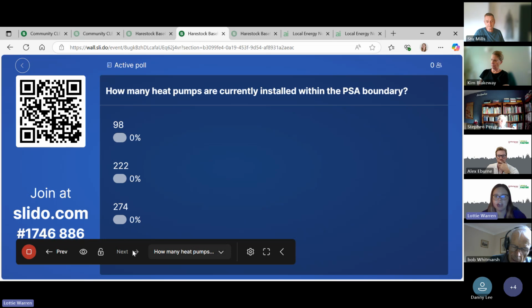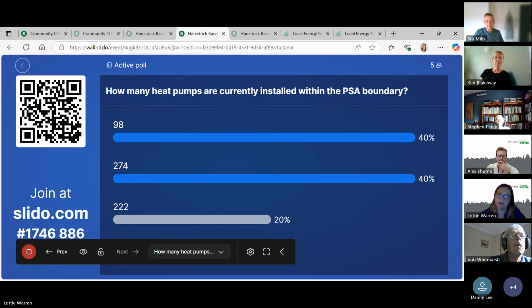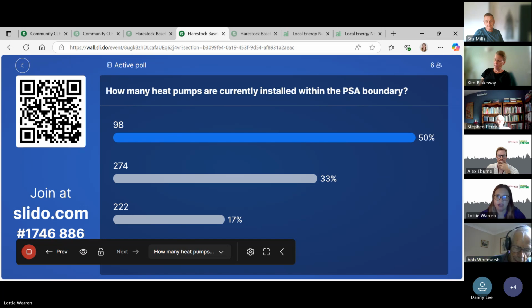And then the final question on this one is similar to the last one, but this time with heat pumps. How many heat pumps do you believe are currently installed? So I see the majority there have gone for 98. So the correct answer is actually, I'm just going to check myself, 222. Yeah. So a few more than what people anticipated. So that's a good thing, but still obviously quite a long way to go to get those all in.